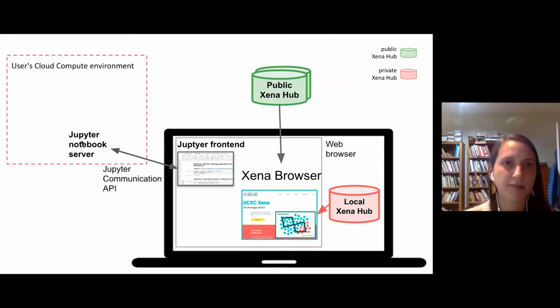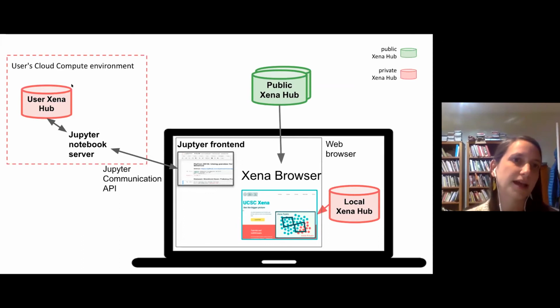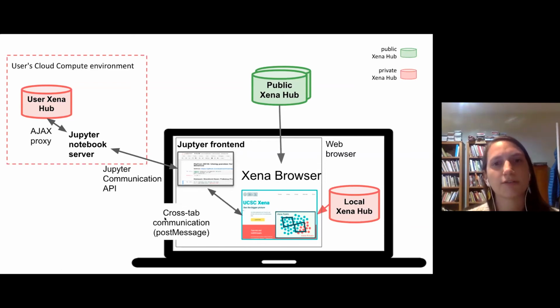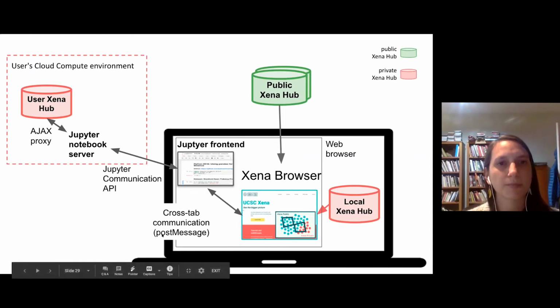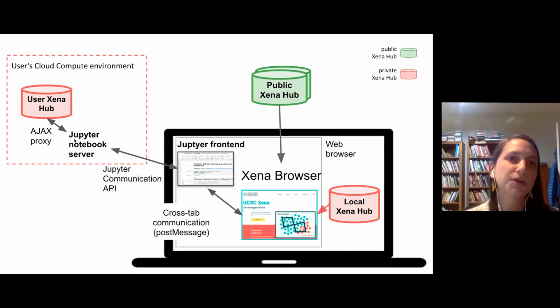And now they spin up a Xena hub. They now load that data into that Xena hub. So now the Jupyter front end can read data from the Xena hub through these connections. And then the Jupyter front end and the Xena browser talk to each other via cross-tab communication, post message here. And so now the Xena browser can talk to this Xena hub going through the security that is already being provided by Jupyter.